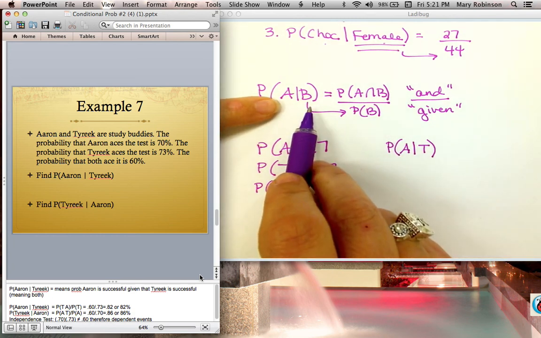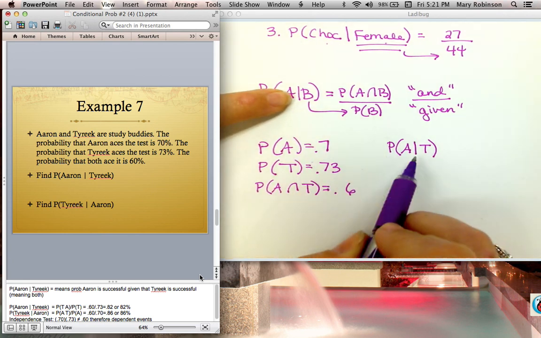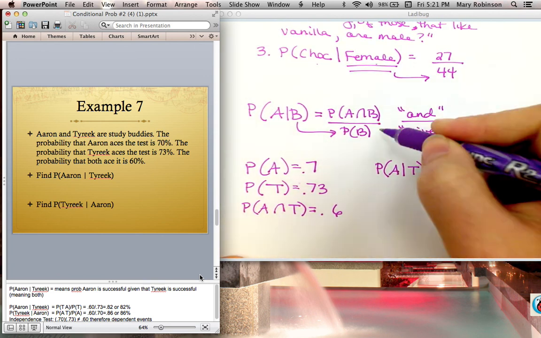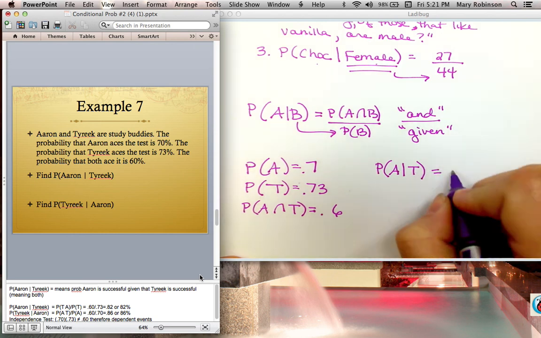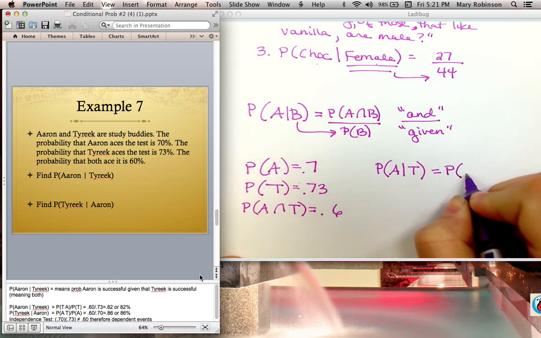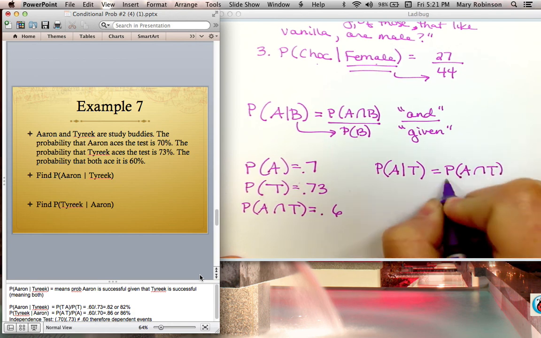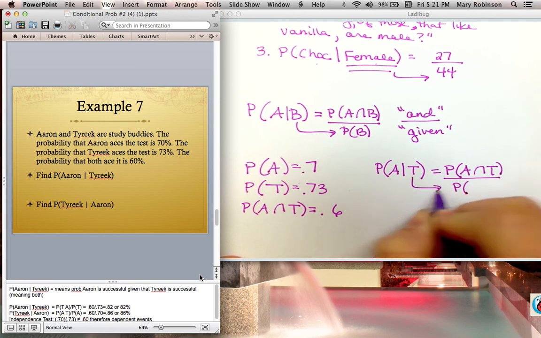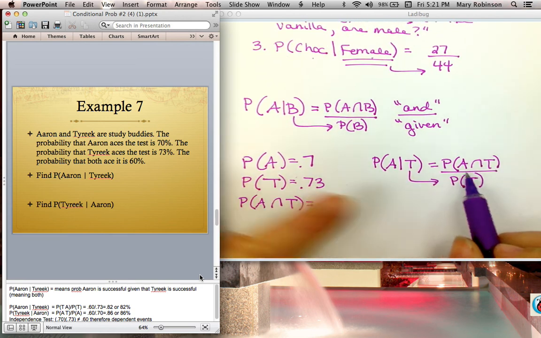Really, all we want to do is let A equal Aaron and B represent Tyreek. So if we use this formula, but in place of A and B put A and T, it would look like this: the probability of Aaron and Tyreek divided by the probability of the given, which is Tyreek. Well, luckily, we already know these values.